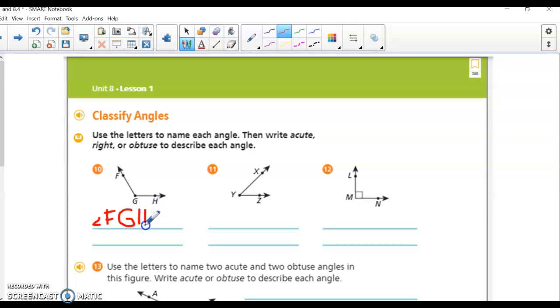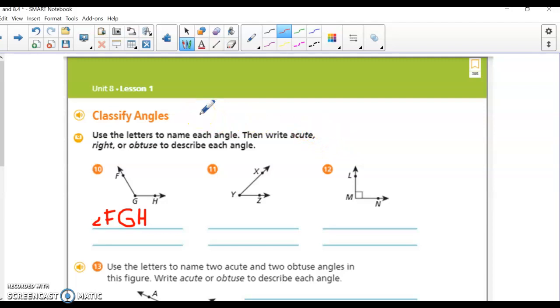H. Okay? So you're going to try and name these next two, right? Keep the vertex in the middle. So your Y should be in the middle here, and the M should be in the middle of your name here. This can go either direction. I called it FGH, but it could also be called HGF. So you're going to want to try and name these, and then see if you can pick the right, the obtuse, and the acute. Remember, acute is small, obtuse is big, and right is square.